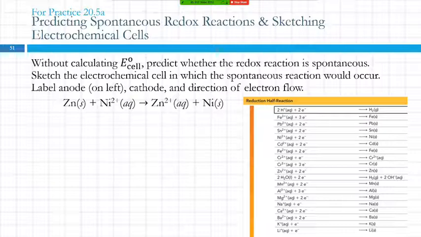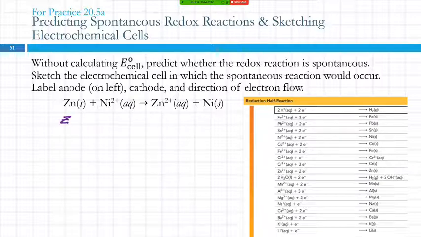Okay, so this one is an example without calculating the cell potential. What I did here to prevent us from doing that is I put the part of the table we're going to need and I cut off the electrode potentials. Predict whether the redox reaction is spontaneous, and then we're going to draw a picture. So here, zinc and nickel, making zinc 2 plus and nickel. I'm going to go ahead and do it my way.